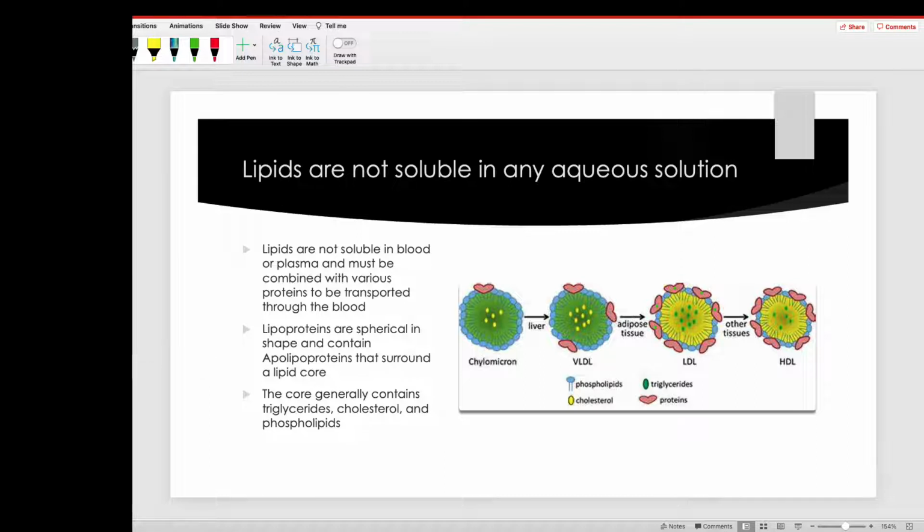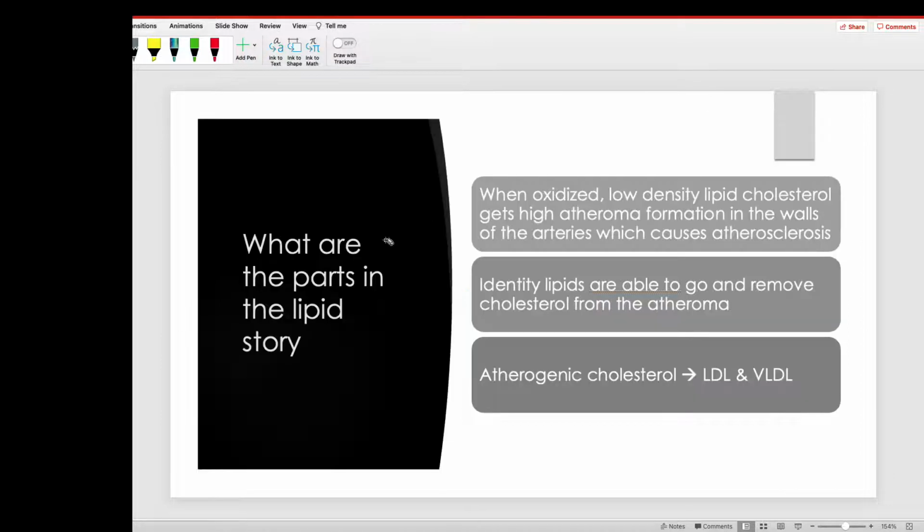LDL, hyperlipidemia, they are strongly associated with the development of atherosclerosis, hypertension, and coronary artery disease or coronary heart disease, right? So kind of the same thing, and we'll talk about that in a little bit. And you guys should know what that is because we talked about that earlier in the semester, so you should have an indication of what that issue is. So what I was saying here is that when these things oxidize, they help form atherosclerosis. And basically, this atherogenic cholesterol that is bad for the heart and bad for the blood vessels has been associated with LDL and VLDL.